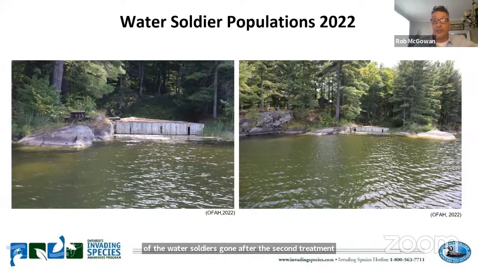These pictures are a bit deceiving. There's still water soldier there. But the decision was made to not just do surveillance any longer. We implemented the water soldier monitoring protocol, overlaid the grid onto Red Horse Lake, and we systematically sampled the lake.